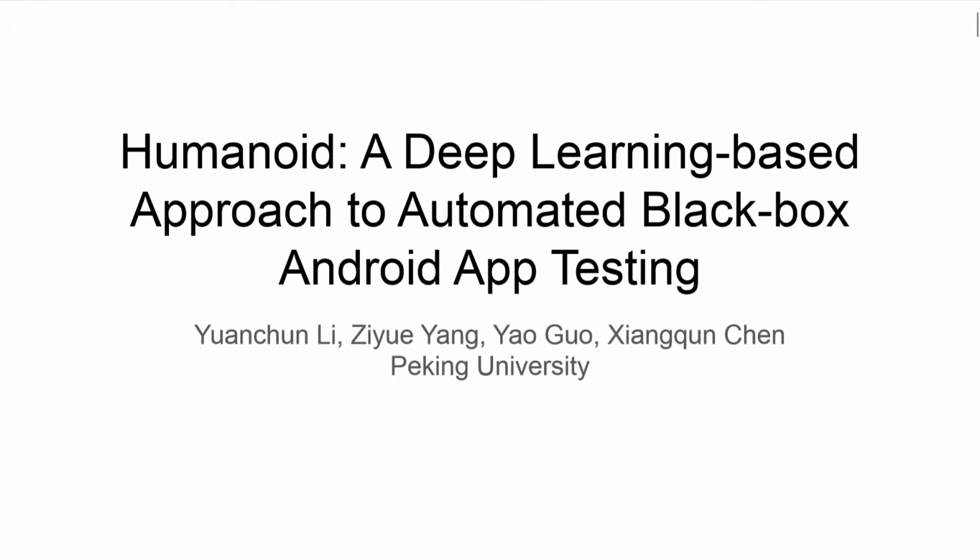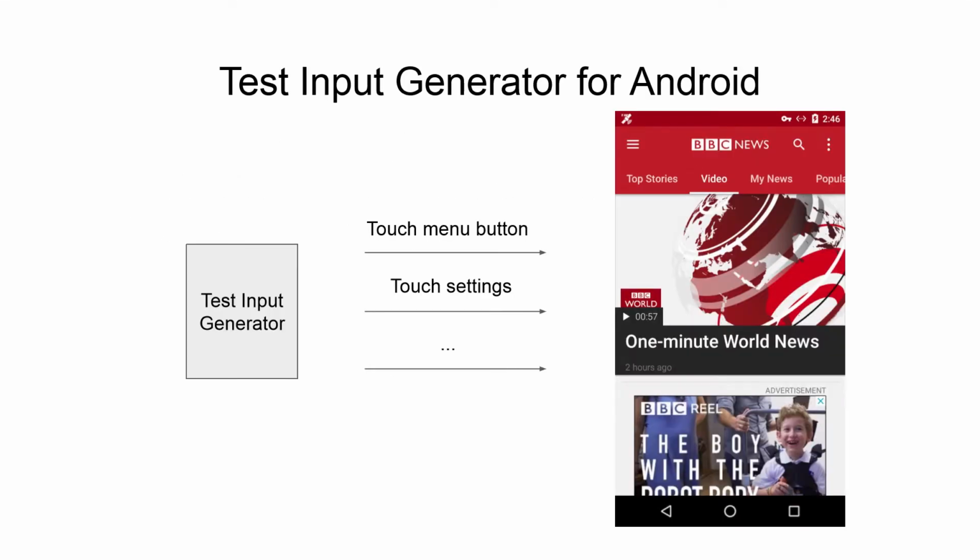Hello everyone, this video presents Humanoid, a deep learning-based approach to automated black box Android app testing. To test an Android app, one has to first generate test inputs by a test input generator. A test input generator is a program that interacts with the app in order to test it.